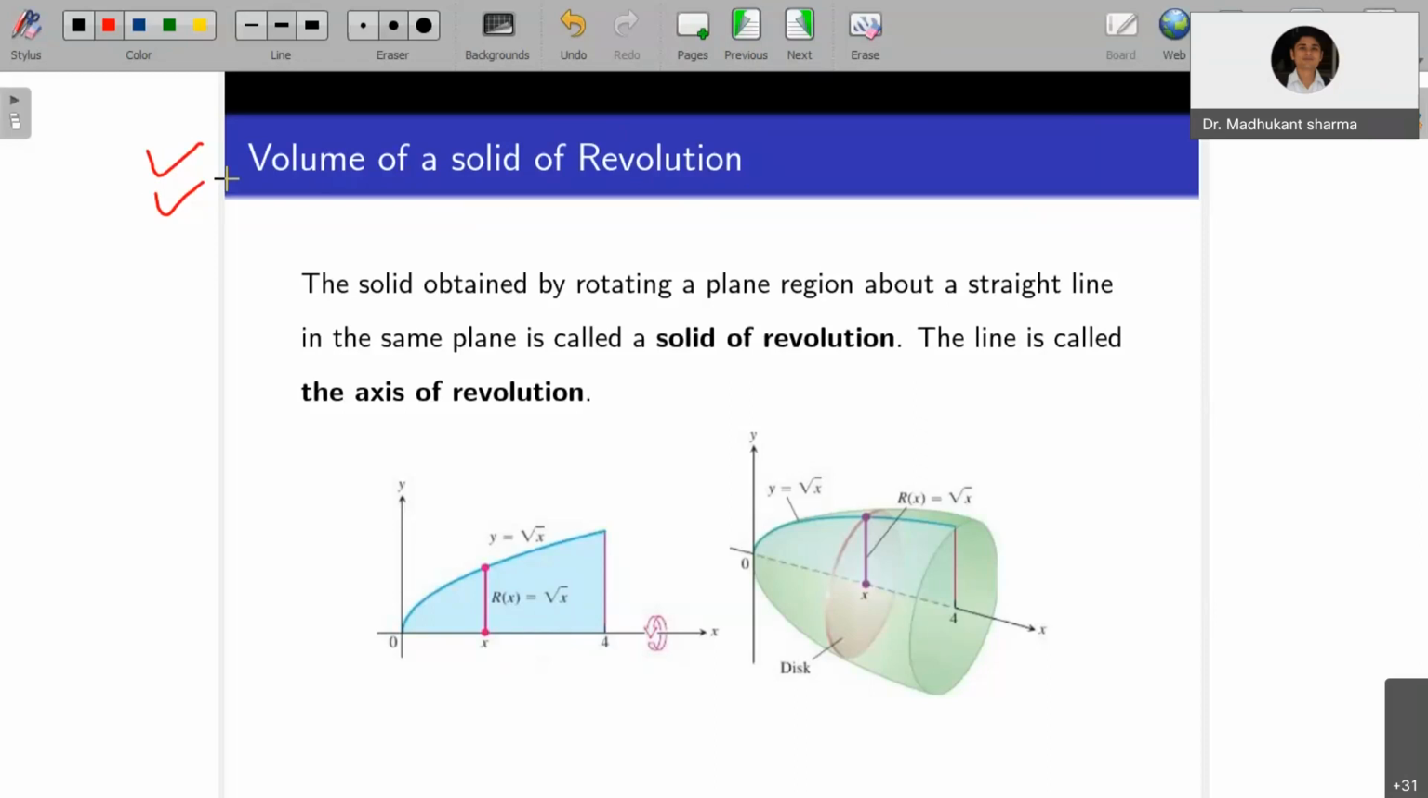Okay. So to understand this, if you want to find the volume of a solid of revolution, you require an axis of rotation. Means you have some wall, and you have tied a rod here. You can say this is x and this is y. And you tied a rope.